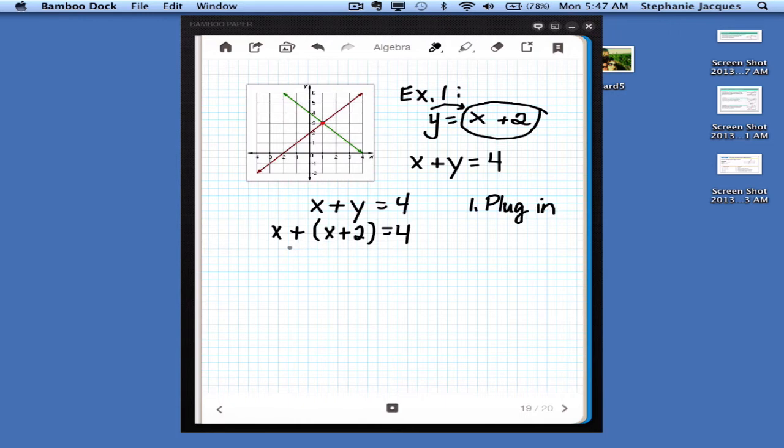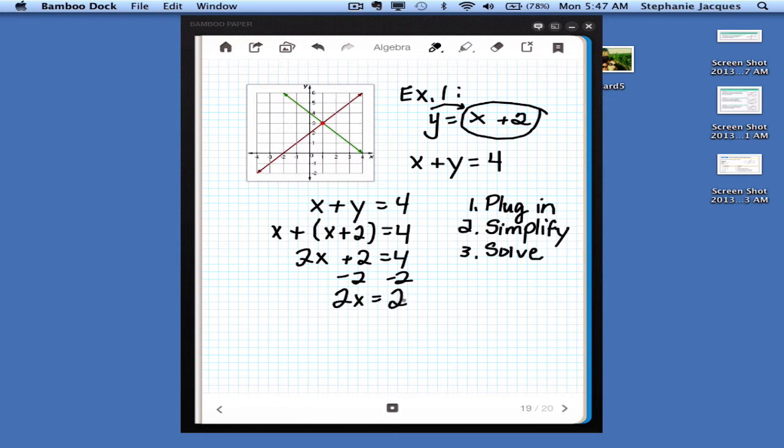Your second step is to simplify, and usually that happens wherever you plugged in your variable. So right here, we have x plus x, which is 2x, plus 2 equals 4. And now you're just going to solve. So I'll take away 2, take away 2. So I have 2x equals 2. Divide. You guys should know how to do this by now. X equals 1. Well, that just gives me 1 point on my coordinate plane.